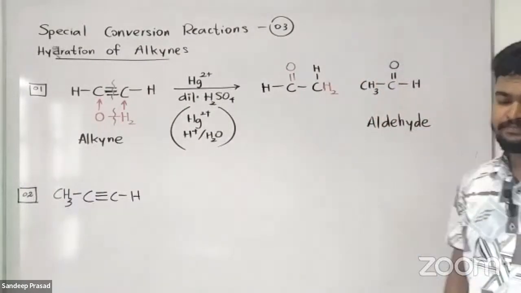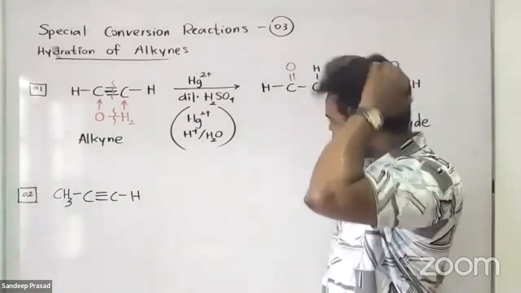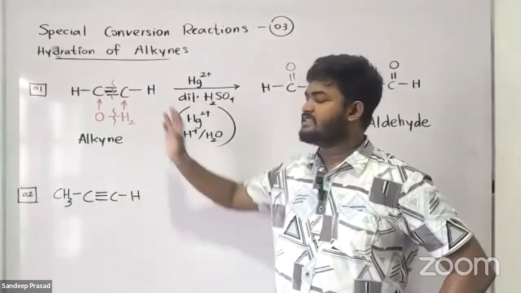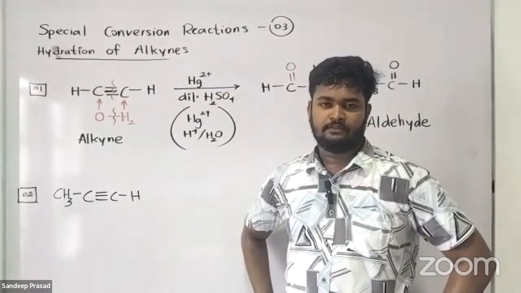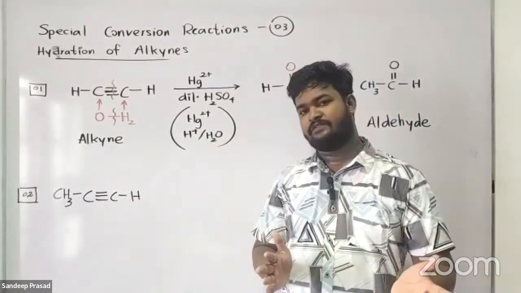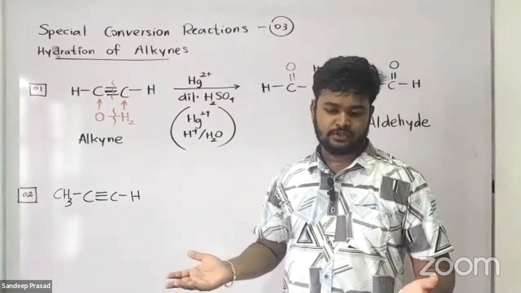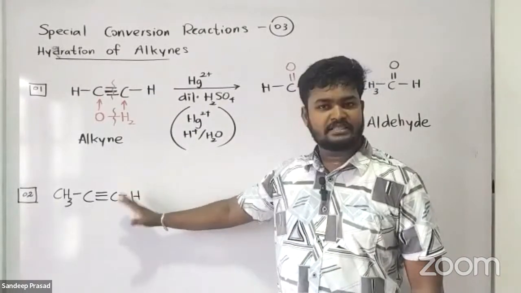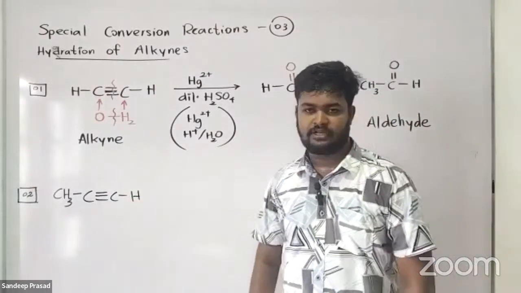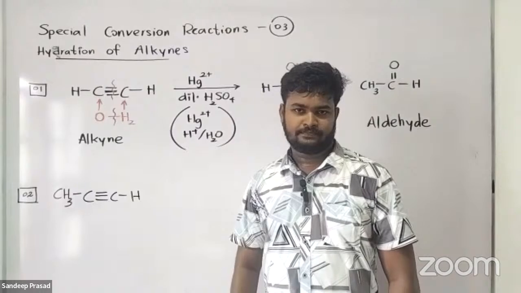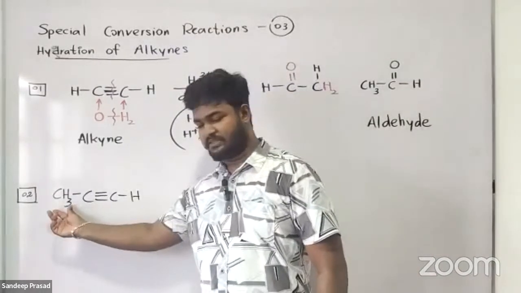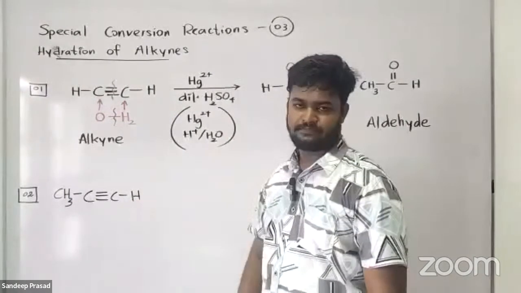What is the difference? The previous one is a symmetrical alkyne. That means both the ends are equal, both the sides are equal. If you consider the triple bond, the left-hand side of the triple bond is equal, the right-hand side also equal. But in this compound, the left-hand side and right-hand side are not equal. This is an asymmetric alkyne, not a symmetric alkyne. Here we have a methyl group and here we have pyrazine.